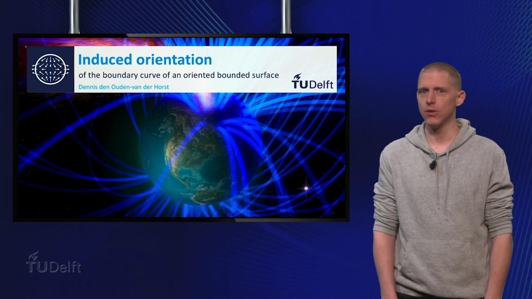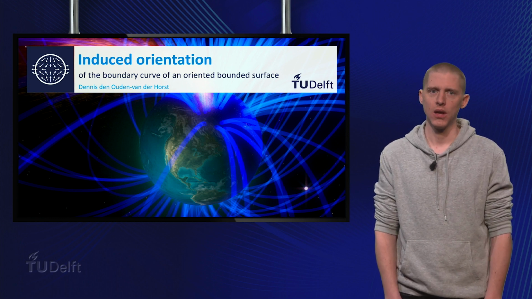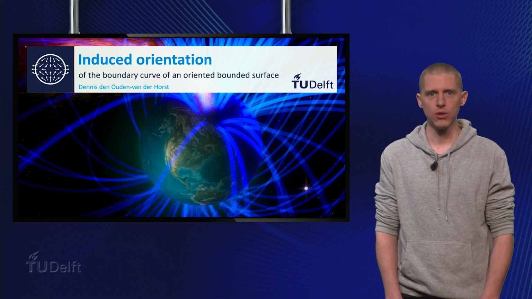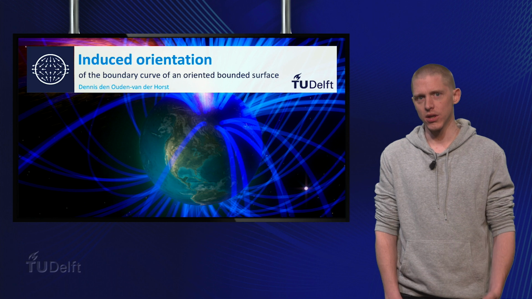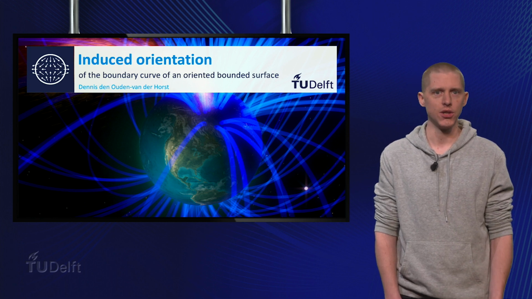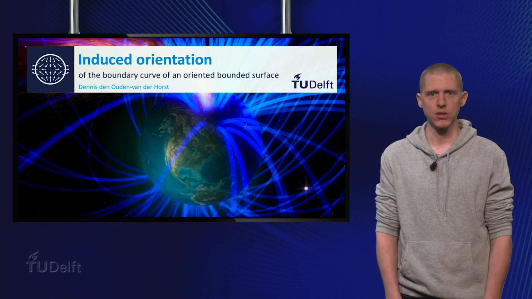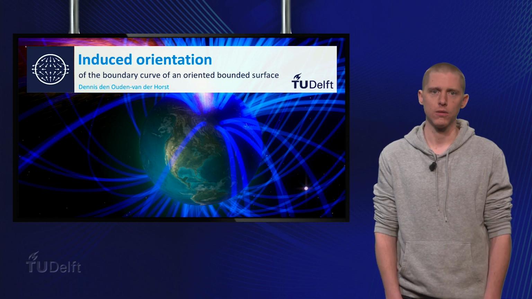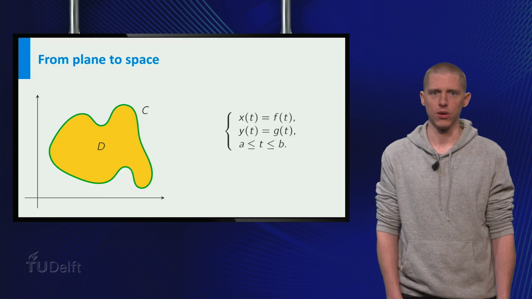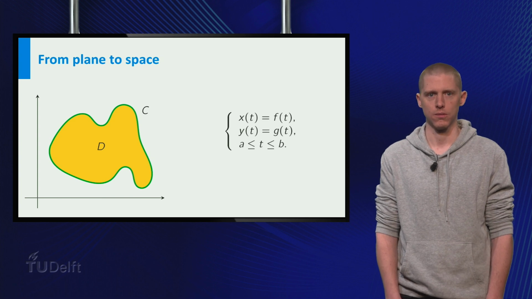In a previous video, you have learned how you can determine whether a planar simple closed curve has a positive or a negative orientation. In this video, you will learn how an orientation of an orientable bounded surface induces an orientation of the boundary curve of this surface, which we call the positive orientation of the boundary curve of the surface.